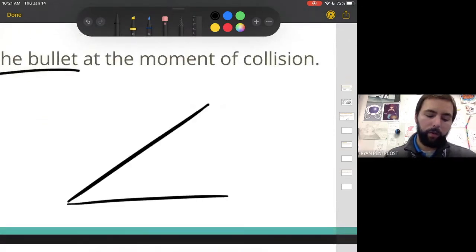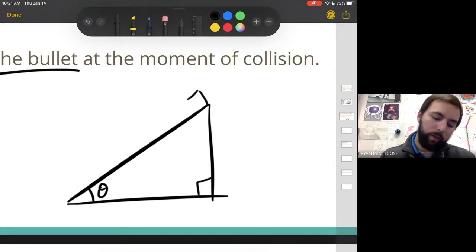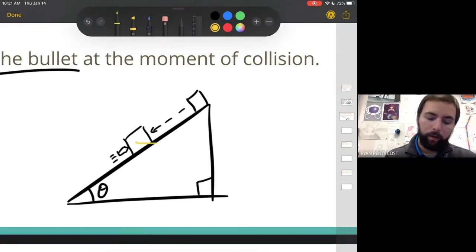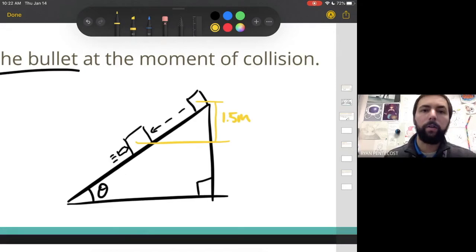So we have our slope, we have a block traveling down the ramp, and a bullet coming to collide with it. This block drops, was that 1.5 meters? Yeah, 1.5 meters, and then it's going to come to a stop once they collide. We are also going to assume that the bullet stays in the block after they collide, making this a perfectly inelastic collision.